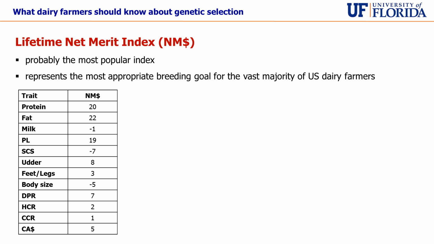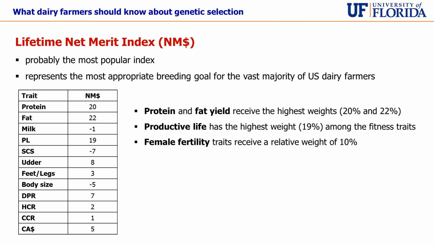It's probably the most popular index in US and represent the most appropriate breeding goal for the vast majority of US dairy farmers. As we can see here, this index put a lot of emphasis in protein and fat yield. Actually, they received 20% and 25% of the emphasis. Productive life here received the highest weight among the fitness trait, 19%, and female fertility traits received in total 10%.